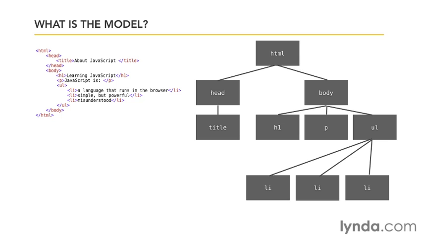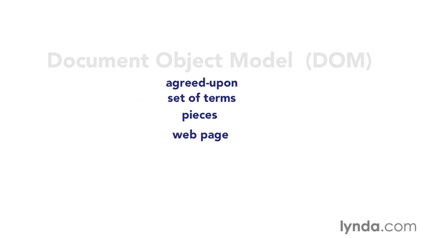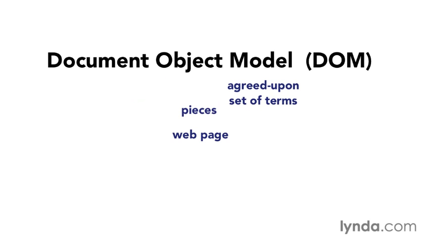Because it's not going to do me any good if I make up my own names for these objects that conflict with your names for these objects. If I call a piece a node and you call it a doohickey. So the model is simply a set of terms that we can agree on, a set of standards that we can use. So what we end up with is an agreed upon set of terms that describe exactly how to interact with the pieces of a web page. Well, that's a long phrase, so we call it the document object model.